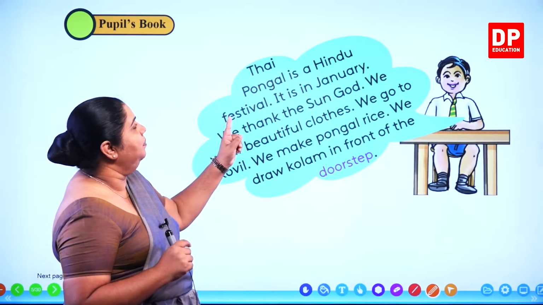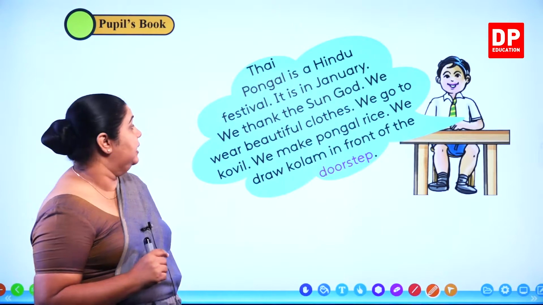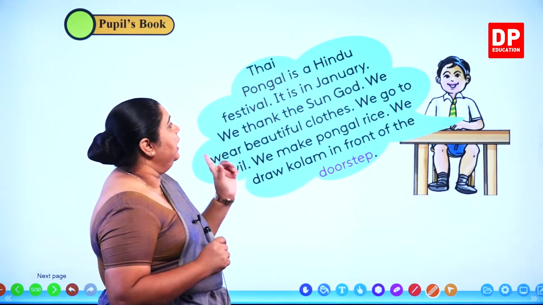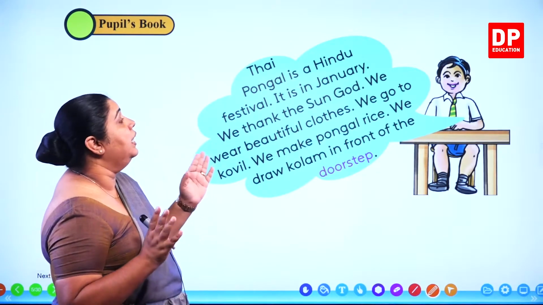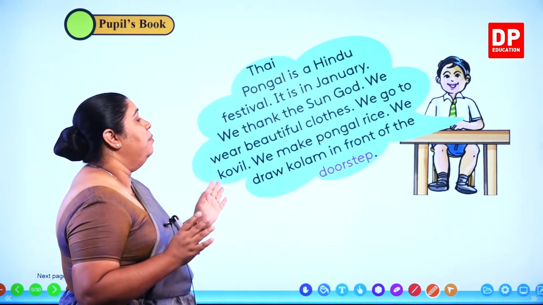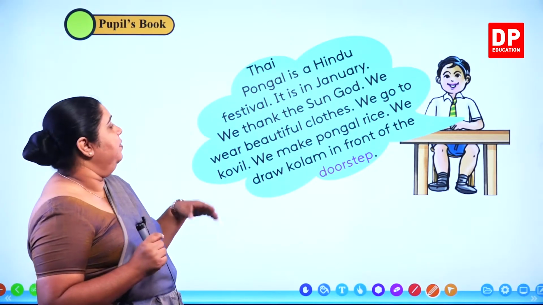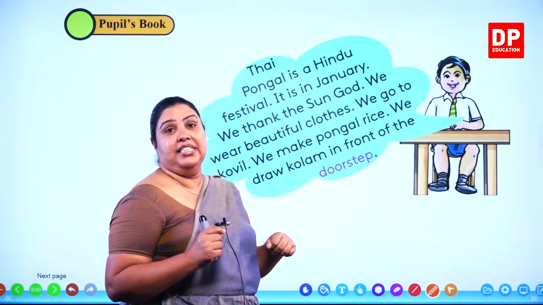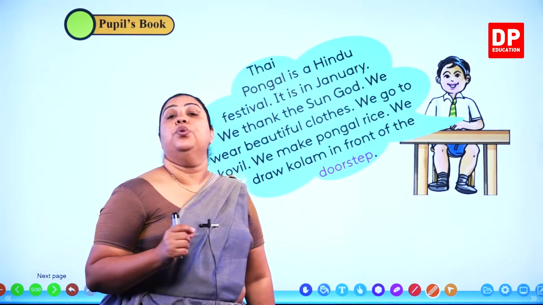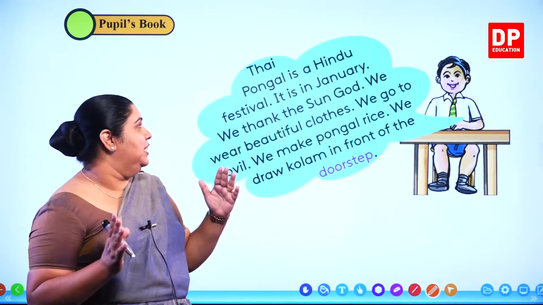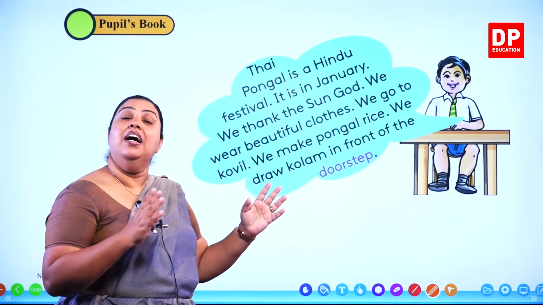Thai Pongal is a Hindu festival. It is in January. We thank the sun god. We wear beautiful clothes. We go to Kovil. We make Pongal rice. We draw kolam in front of the doorstep. Now here you will see in purple color the words that we came across in our happy cloud.